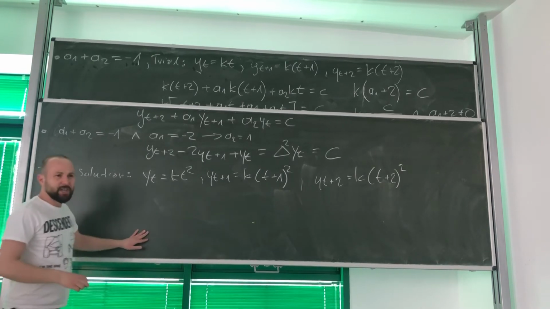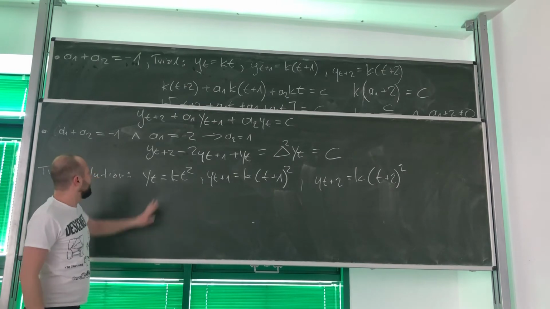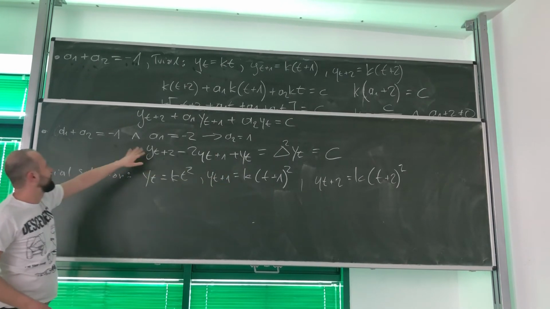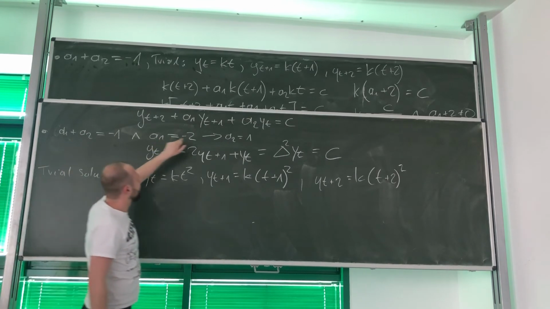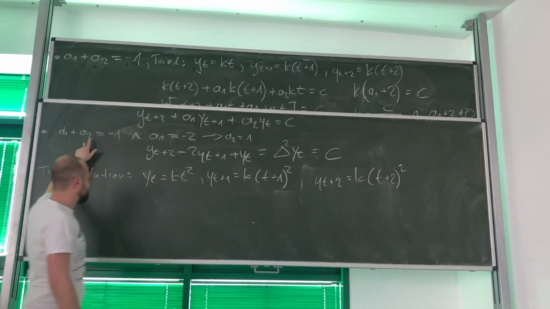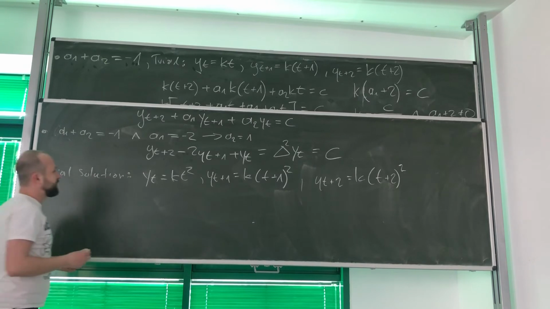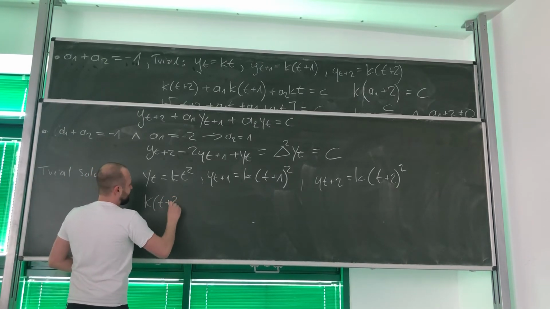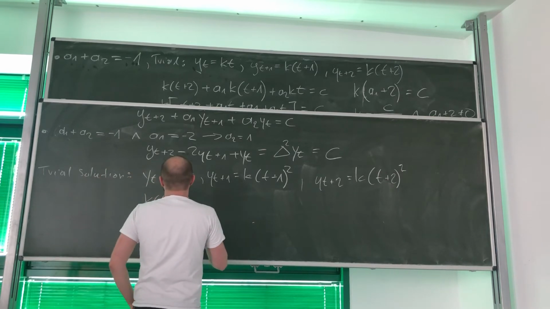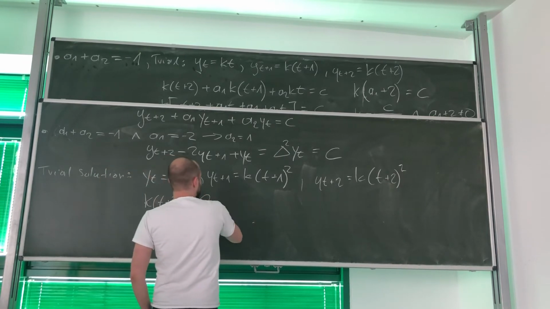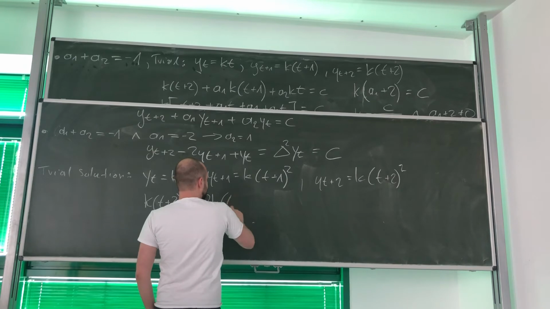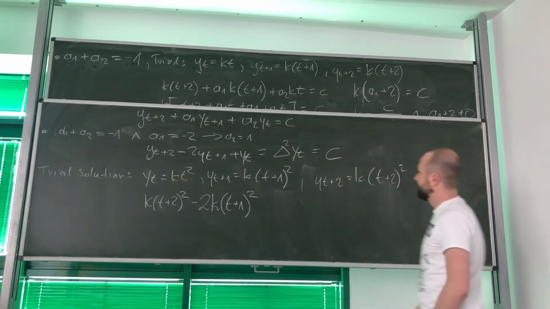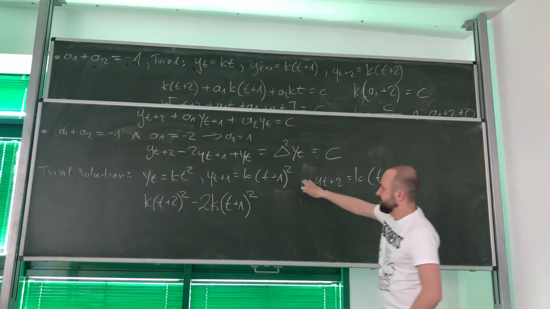Okay? Just to make things simpler, let's substitute it directly here, right? We know that's equal to c. We already included the information we've got from the assumptions. Let's see what we get. Well, we get that this is k(t+2) squared, minus 2k(t+1) squared, right?